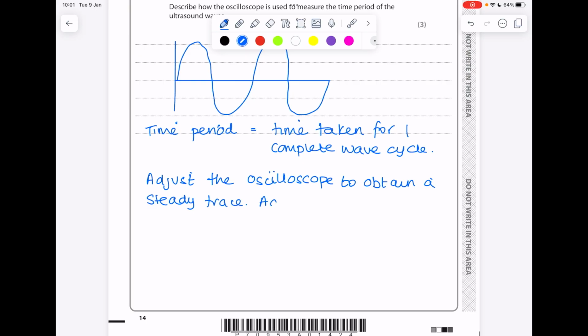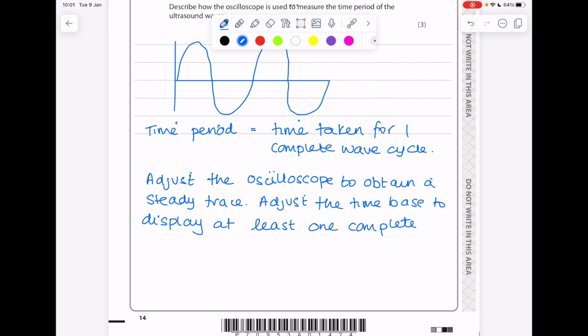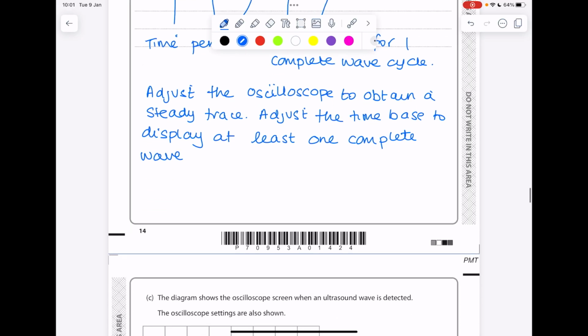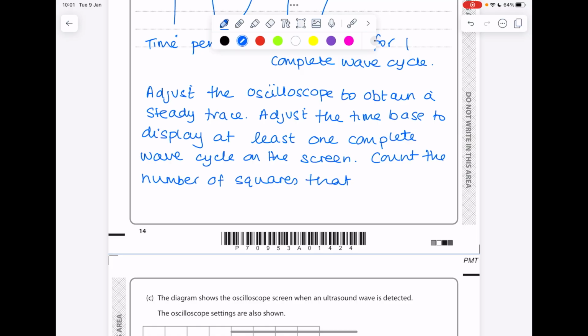Then you want to adjust the time base to display at least one complete wave cycle on the screen. Count the number of squares that make up one wave cycle.